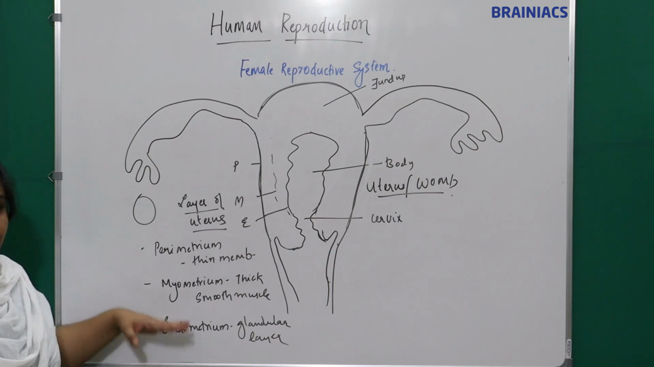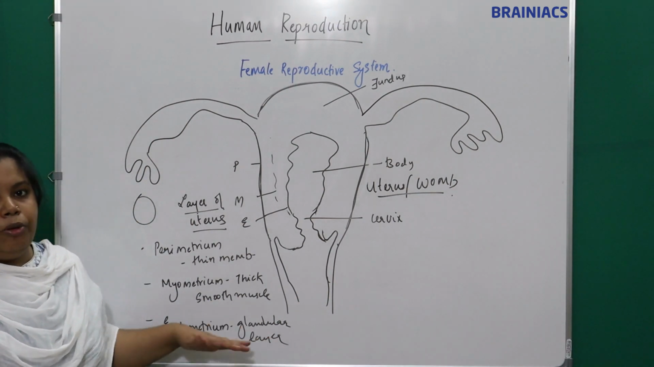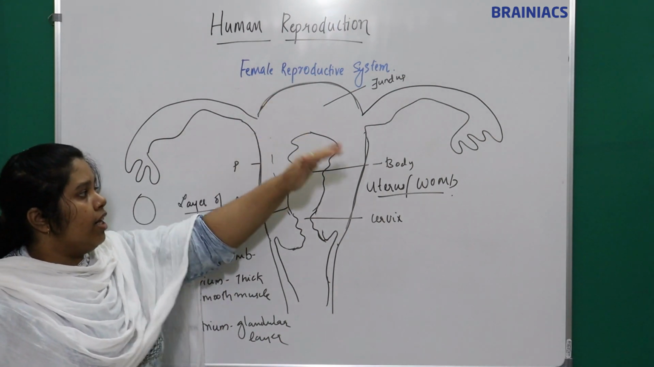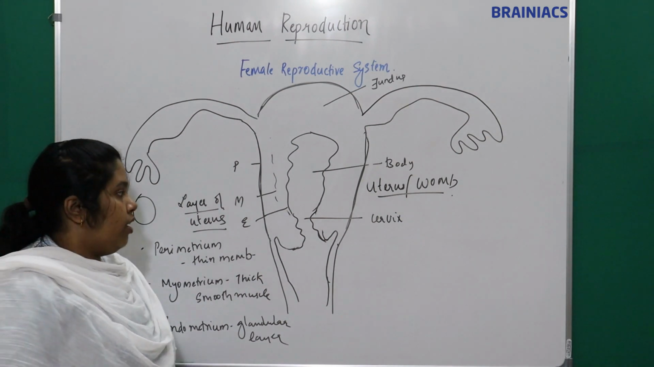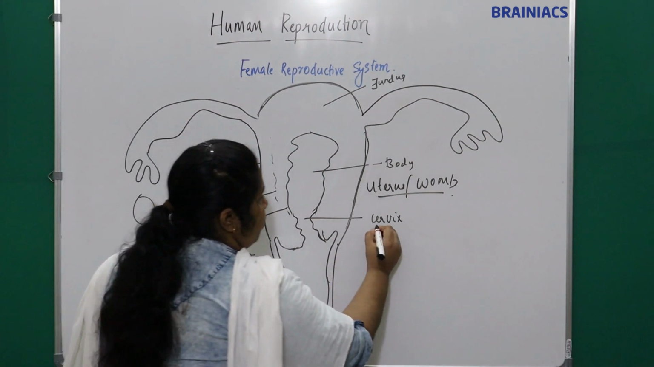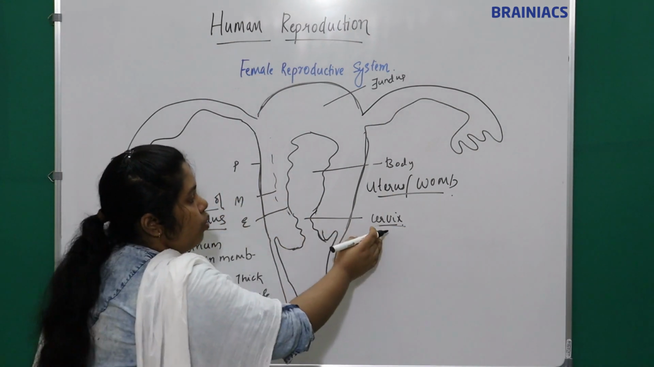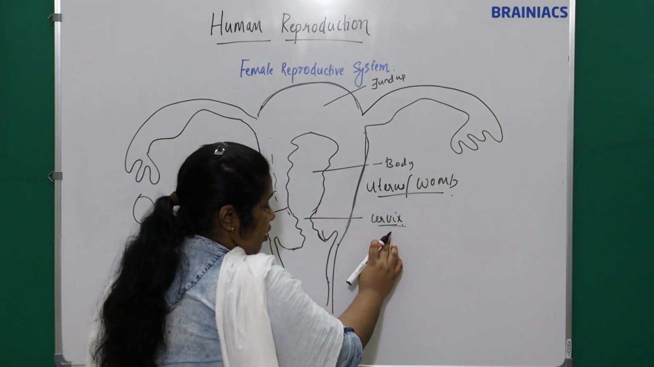Okay, so we have seen the functions of the endometrium and myometrium. These are the three layers, and fundus, body, and cervix are the three parts of the uterus, right? Coming to the cervix: the lower end of the uterus is called the cervix, right?